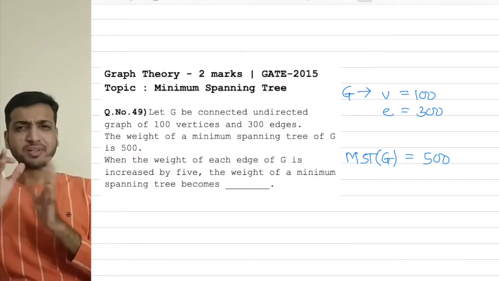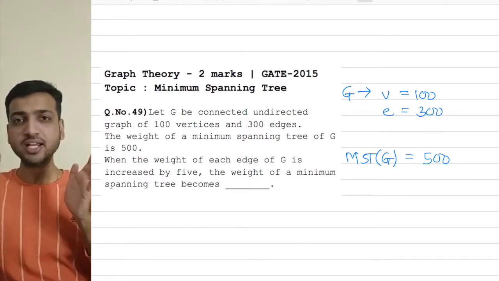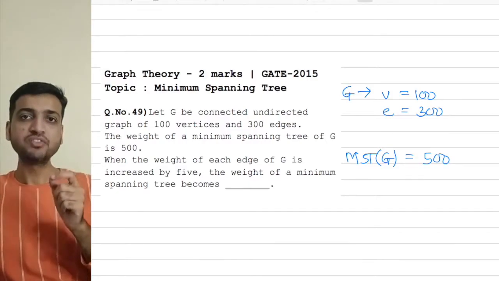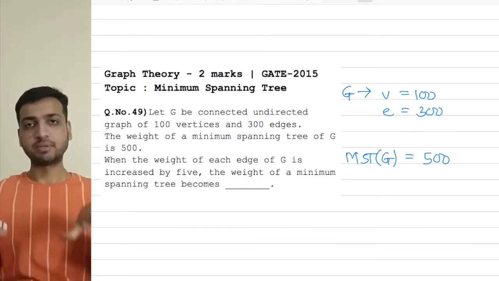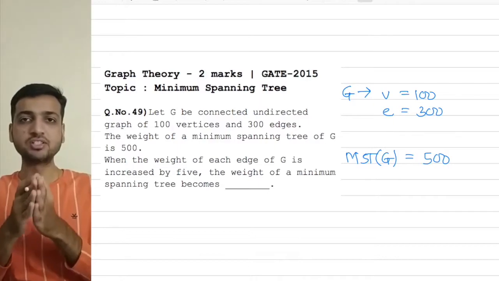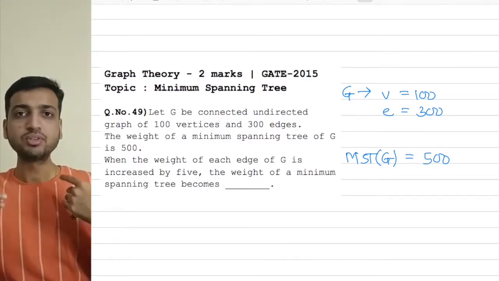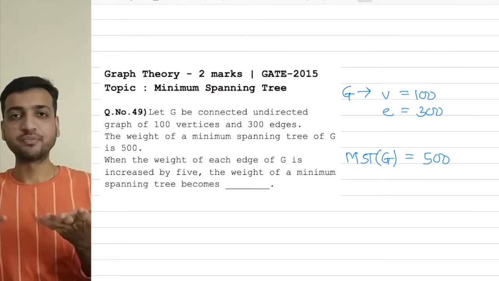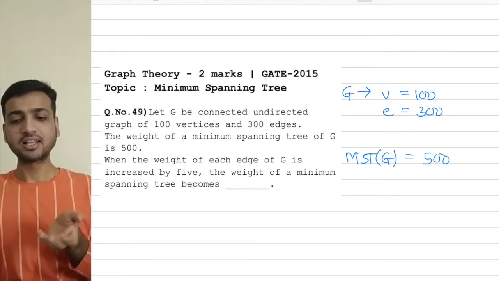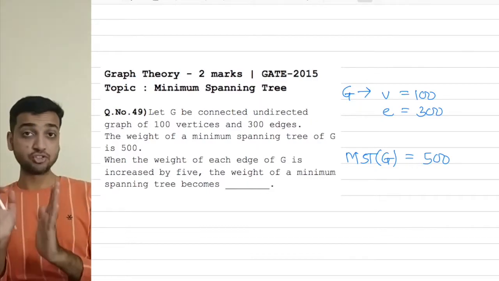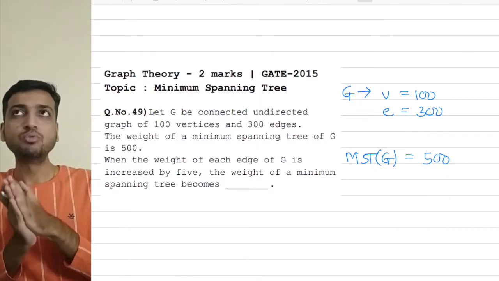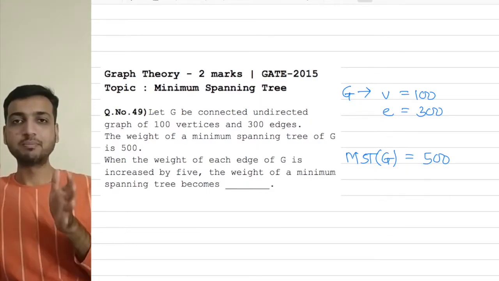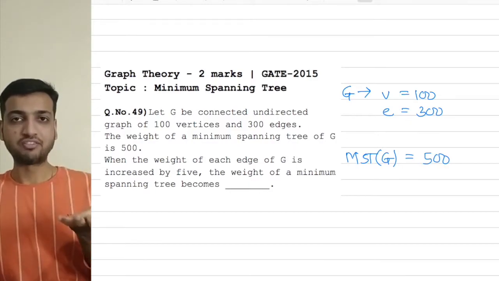Now this might be a little confusing in the beginning, but if you really think about it, what we need is the number of edges in the MST. Once we have the number of edges in the MST, then we know that each edge has its weight increased by 5. So then we can find the additional weight, and then we can add it to 500, which is the initial weight of the MST. So how do you find the number of edges in the MST from a given graph?